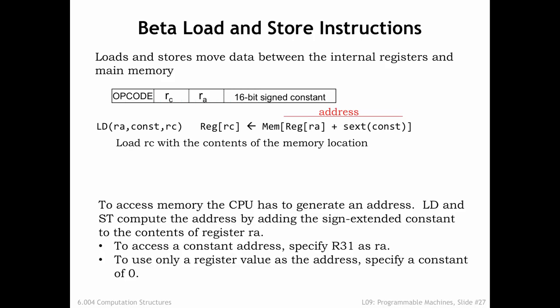To access memory, we'll need a memory address, which is computed by adding the value of the RA register to the sign-extended 16-bit constant from the low-order 16 bits of the instruction. This computation is exactly the one performed by the ADC instruction, so we'll reuse that hardware. And the sum is sent to main memory as the byte address of the location to be accessed.